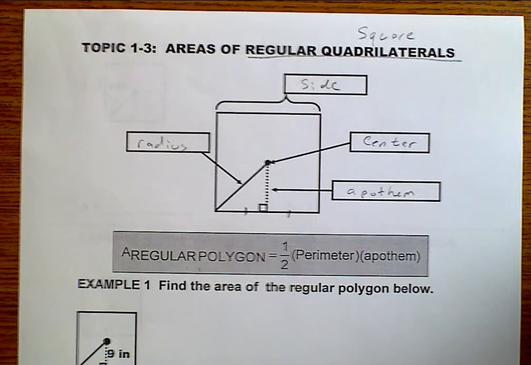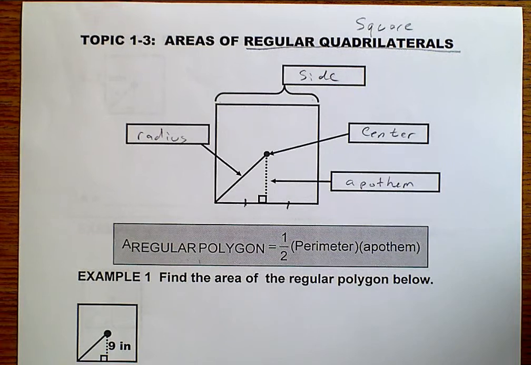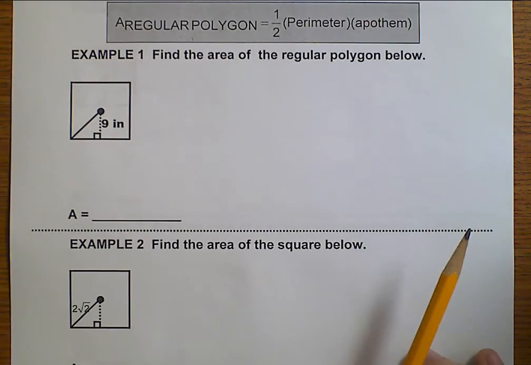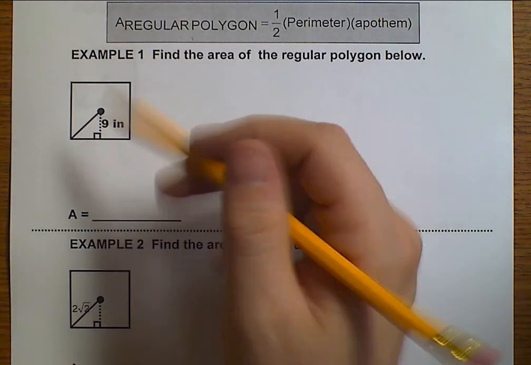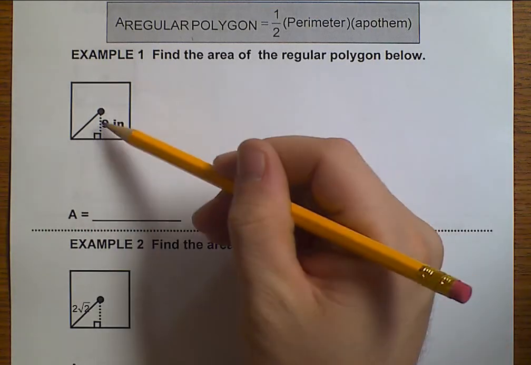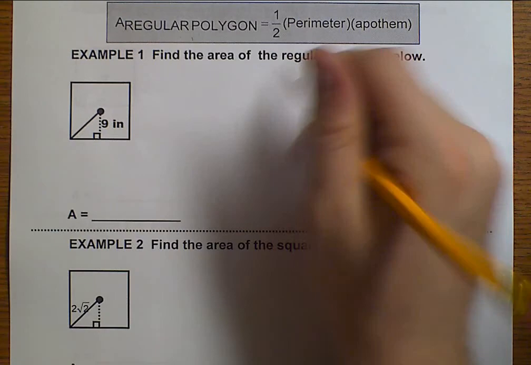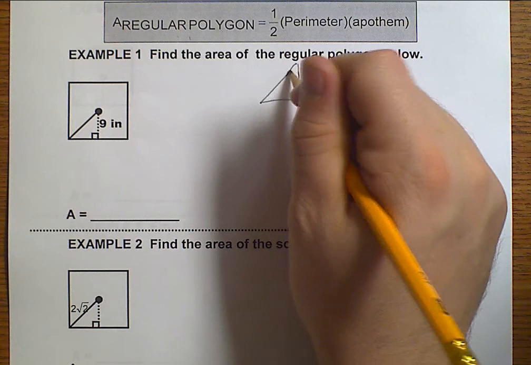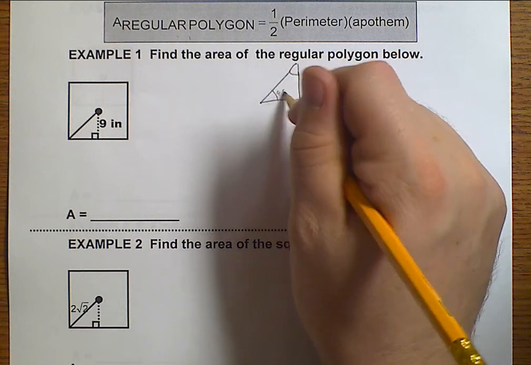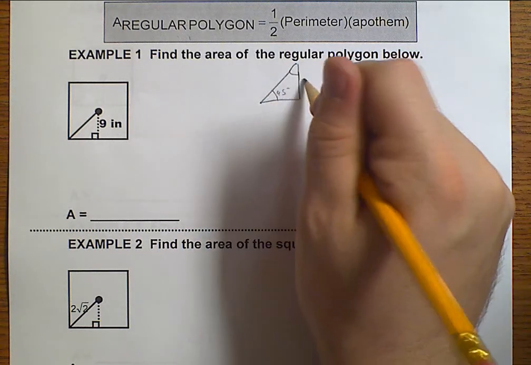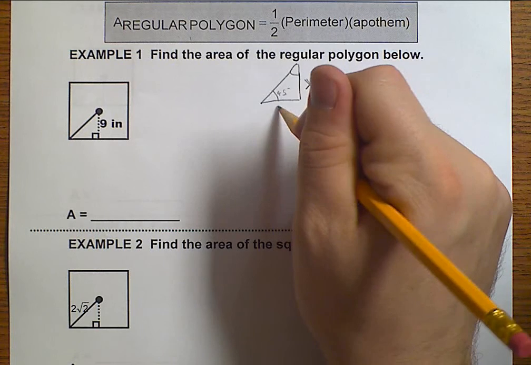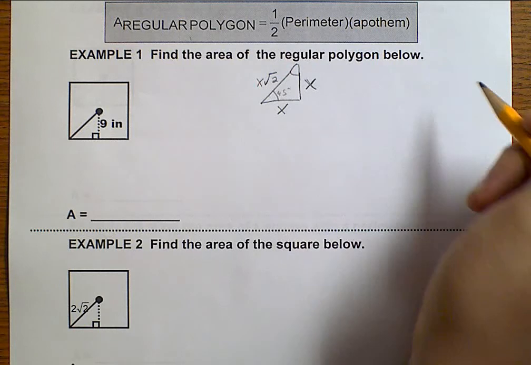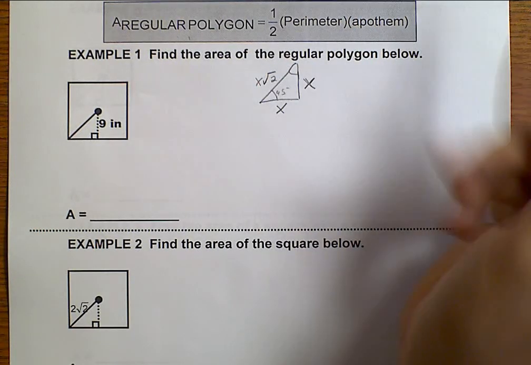Well, let's go ahead and take a look at example number 1. We want to find the area of the regular polygon below. So our apothem is 9. Now this time we are dealing with a 45, 45, 90 triangle. So this would be x, this would be x, and this would be x square root of 2. So let's go ahead and work with this.